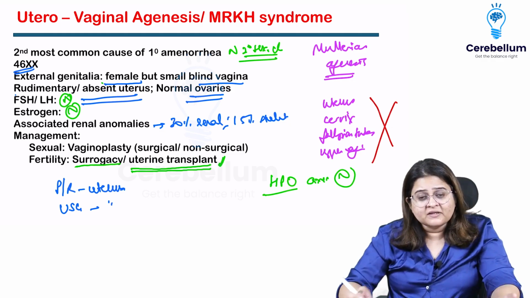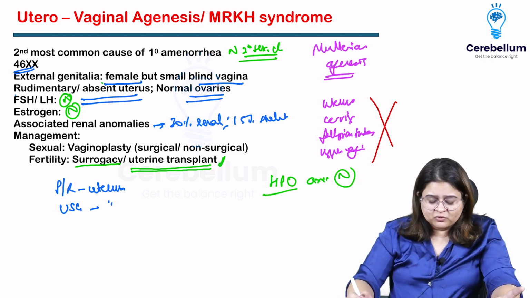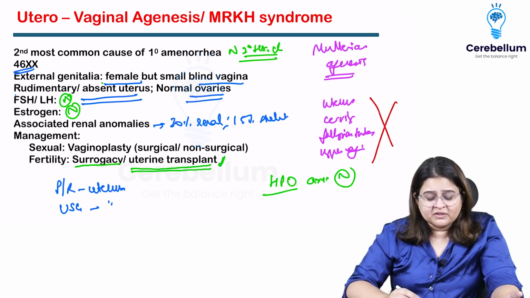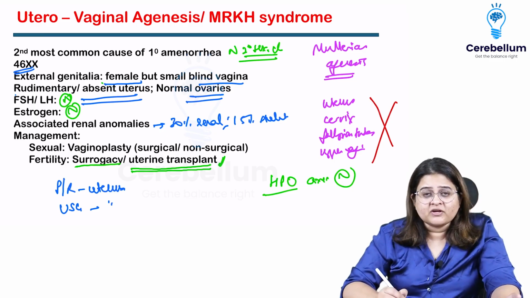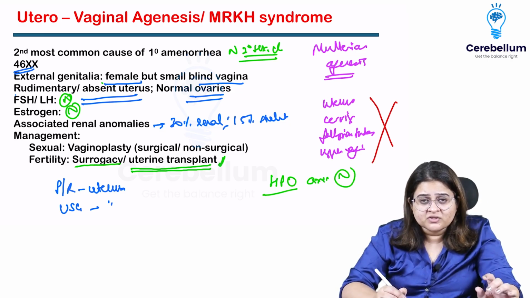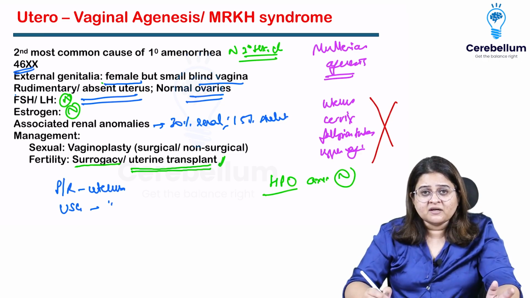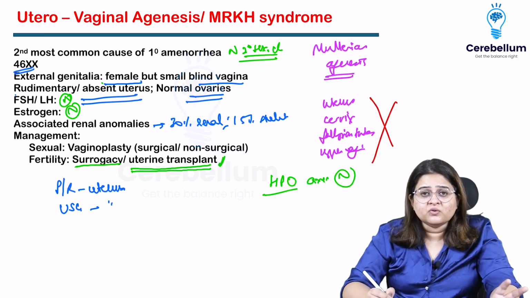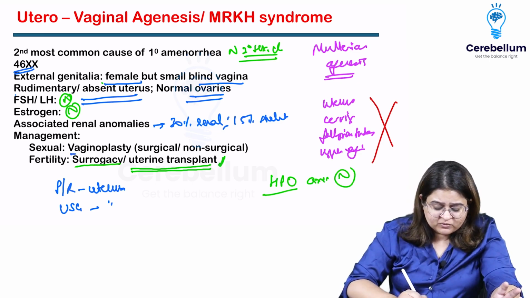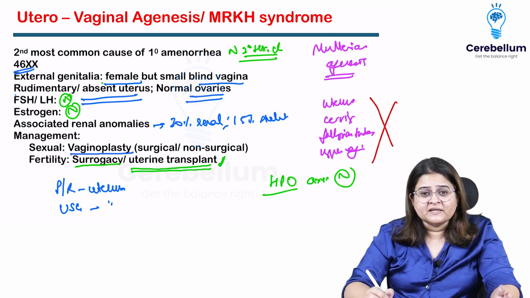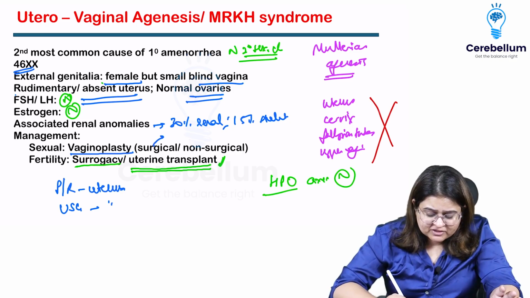Now, a third thing which the parents may not ask, but you should know because the girl may ask you later on in life, is sexual function. Because the vagina is very small, it's a short vagina. How can she have penetrative intercourse? The answer is by giving her a good length of vagina, by doing what is called a vaginoplasty. This can be done surgically, and surgically it's called a McIndoe's vaginoplasty.